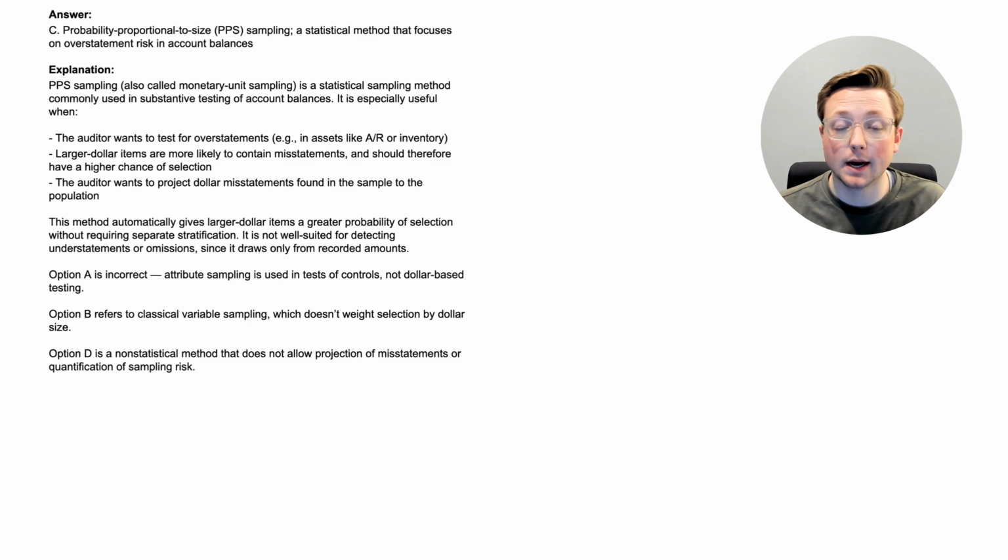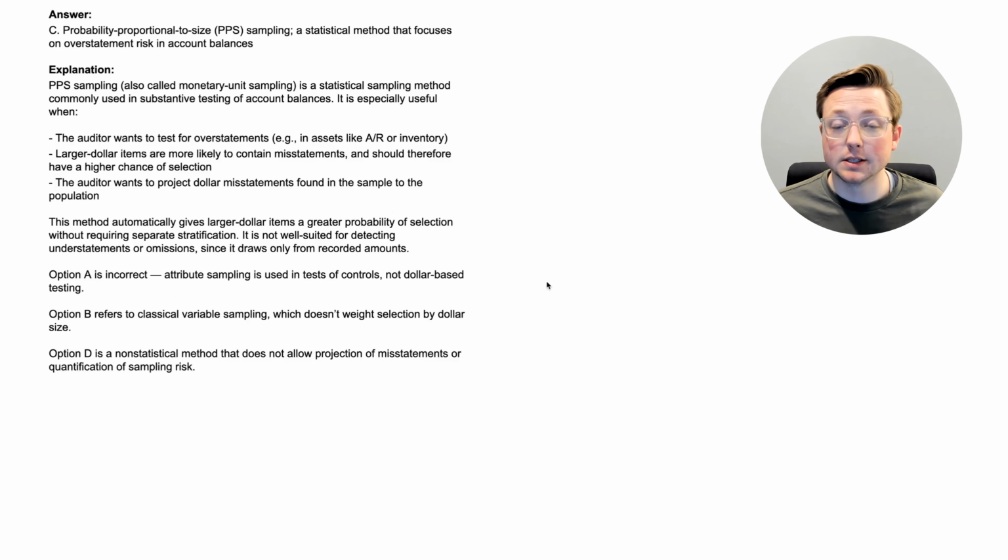And that's the whole point behind PPS sampling: you are trying to make it so that you're more likely to focus on the things that have a higher dollar amount because they might have a higher chance of misstatement. And again, it's in these situations where you want to test for overstatement, where the larger dollar items are more likely to have misstatements, and they want to project those misstatements to the population. So that's why you would want to use PPS sampling and the idea behind it.